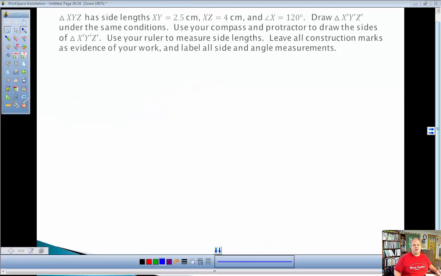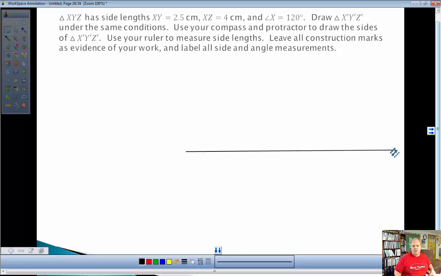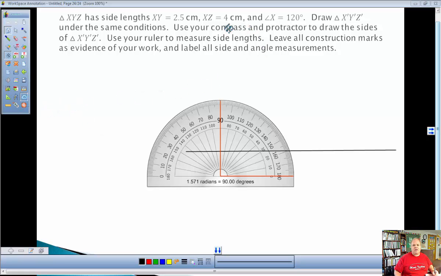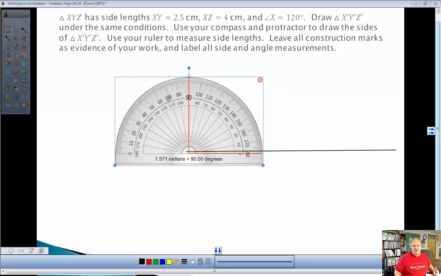I'm going to do this one a little different. I'm going to start out with my line. So I'm going to get my line tool up here. I'm just going to extend it out way far, because that's where I want to start. Now I'm going to bring my protractor out, because if I read it, it says angle XYZ has a side length of XY is 2.5 centimeters, XZ is 4 centimeters, and the angle X is 120 degrees. Draw the triangle under these exact same conditions.